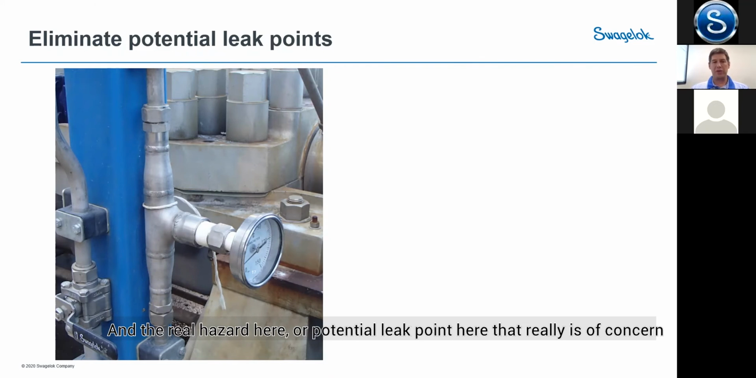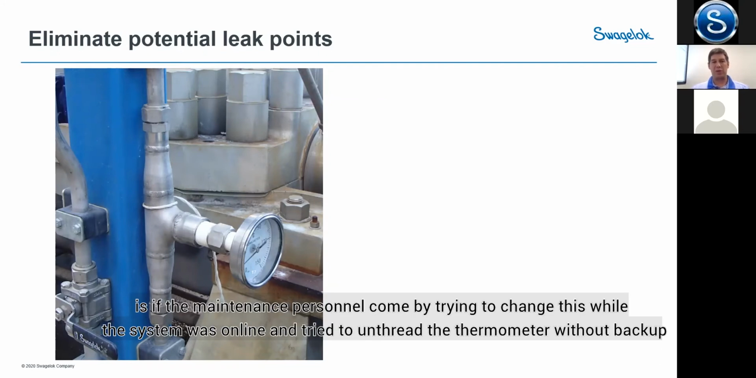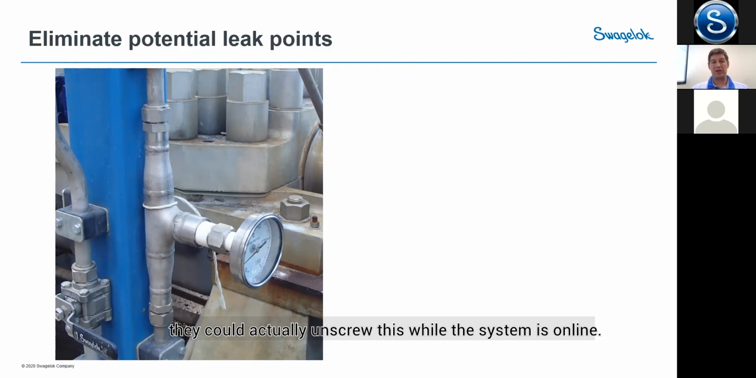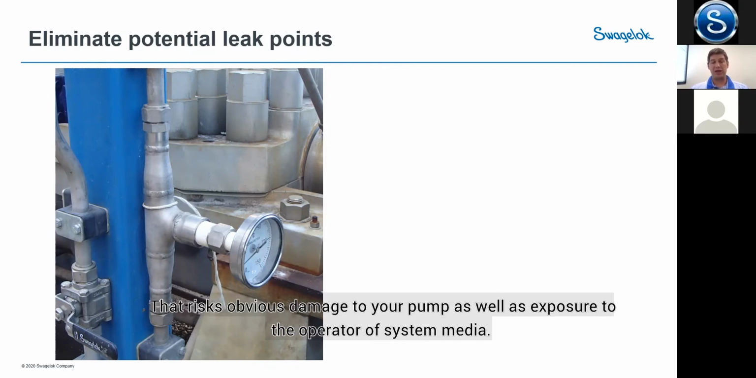And the real hazard here, or the potential leak point that really is of concern, is if maintenance personnel were coming by and trying to change this while the system was online, and tried to unthread the thermometer without a backup wrench on the thermal well, or maybe they accidentally thought the thermal well was the thermometer threading, they could actually unscrew this while the system was online. That risks obviously damage to your pump, as well as exposure to the operator of system media.